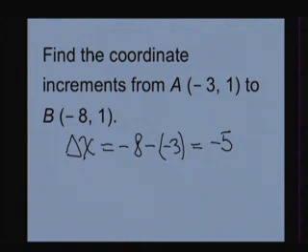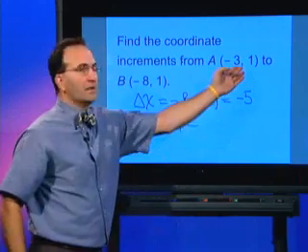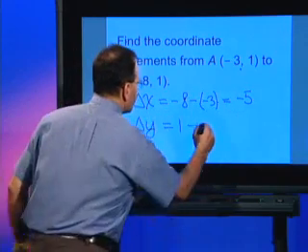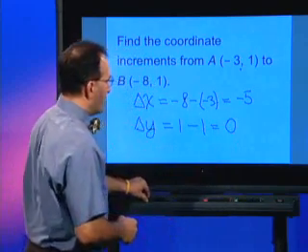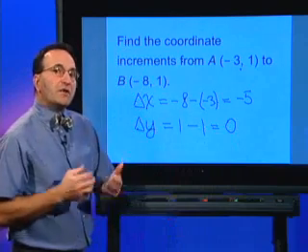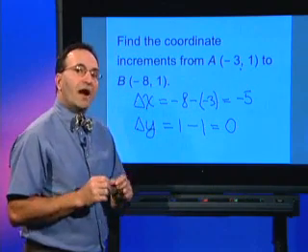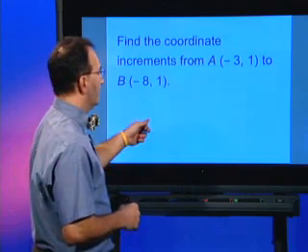Now, for delta y, we will subtract the y coordinates. So this would be 1 minus the 1 up here. And that would, of course, be equal to 0. And those would be our delta x's and delta y's. Now, we use these increments when we want to find the slope of a line. So let's look at how we would do that.